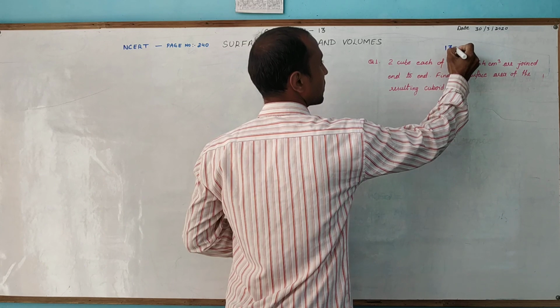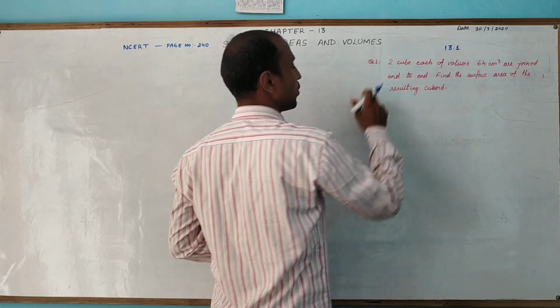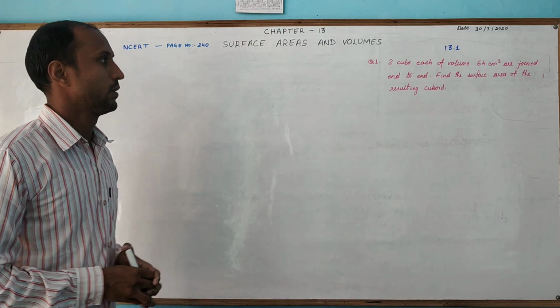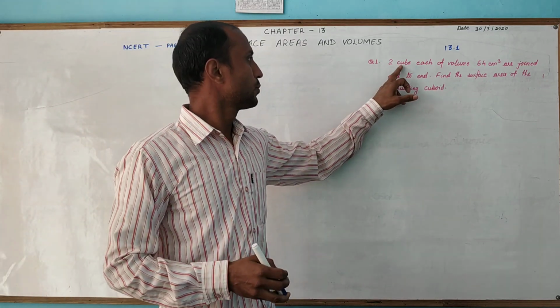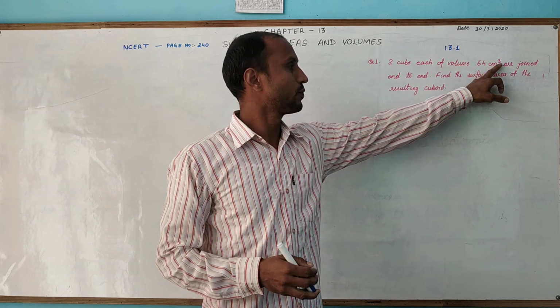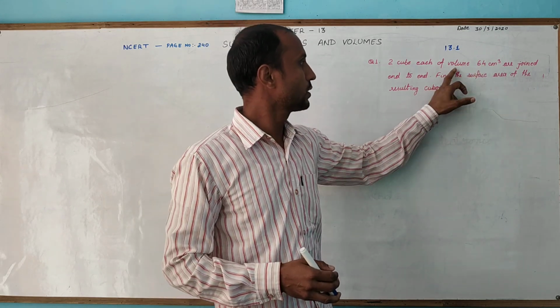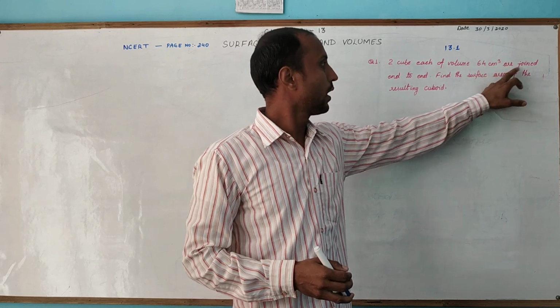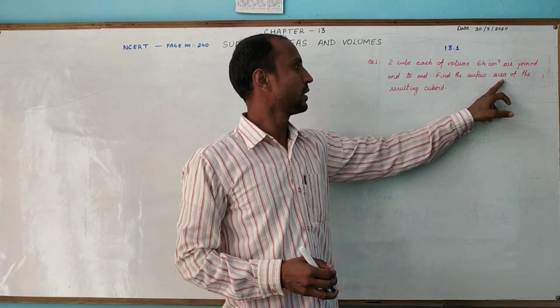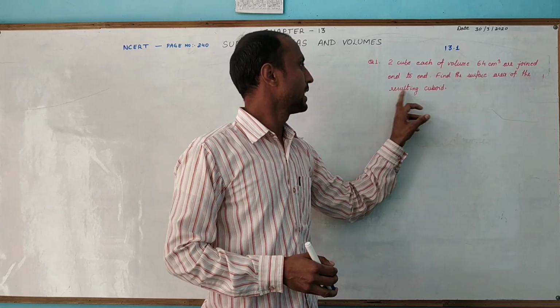Exercise number 13.1, question number 1 of our NCERT book, page number 240. Two cubes, each of volume 64 centimeter cube, are joined end to end. Find the surface area of the resulting cuboid. It is written that volume is always in cube.